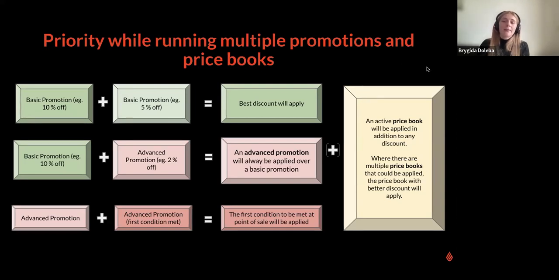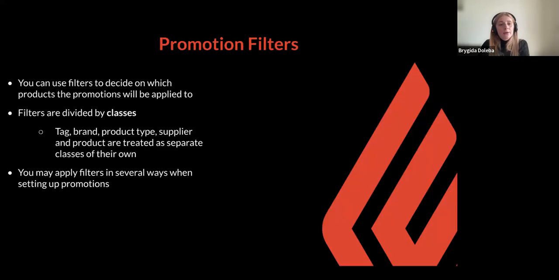Lastly, if you have an active price book that contains products that are included in your promotion, the price book will apply on top of the promotion. So if a promotion applies to a sale and discounts it, an active price book will apply on top of it. So you can think of it as a double discounting. So that would be it on priority.